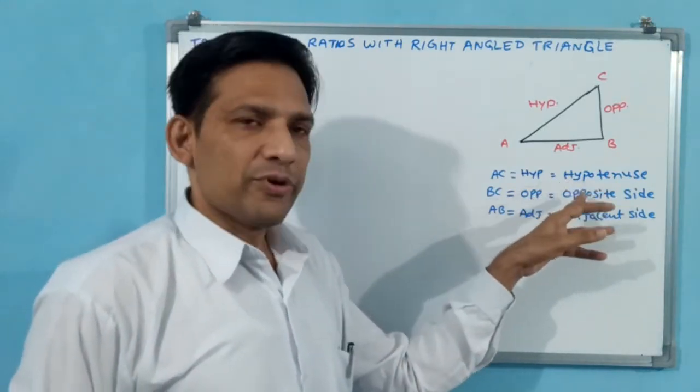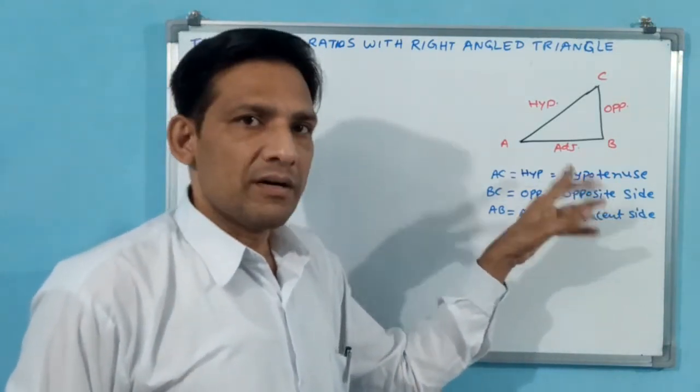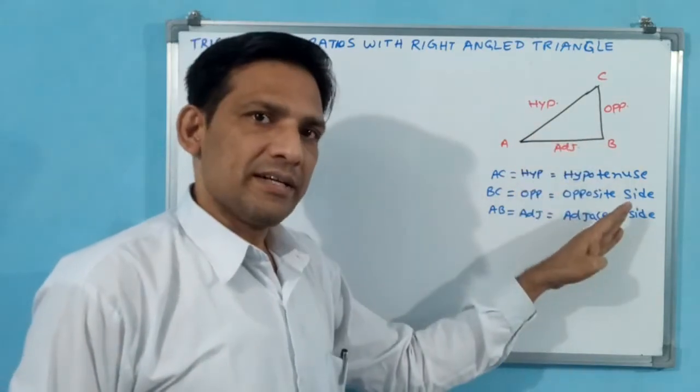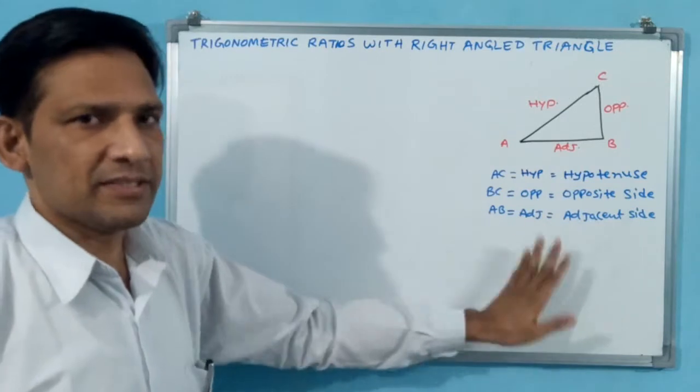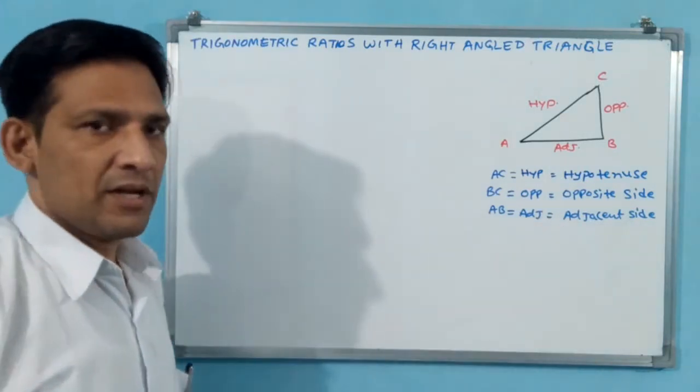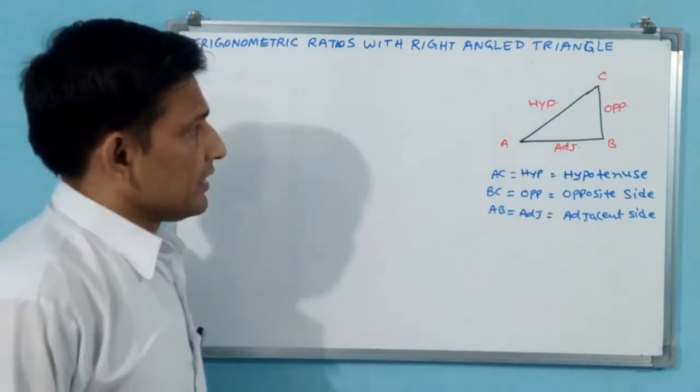But here, some people may call the hypotenuse the diagonal, the opposite side the height, and the adjacent side the base, but normally you take these terminologies. Why? Because these terminologies are good. You see here one basic.